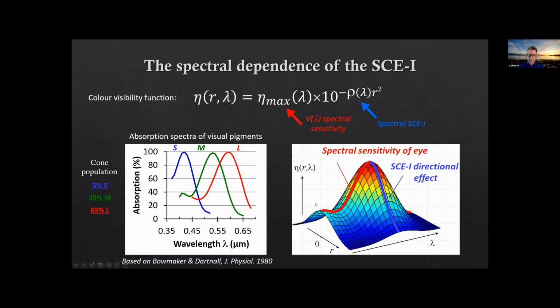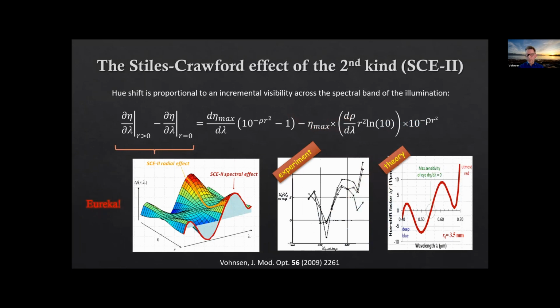If we plot this into a 2D plot of the visibility versus pupil point and versus wavelength, then you can see in one direction, as a function of wavelength, we get the spectral sensitivity, of course. And if we plot at a fixed wavelength across it, just changing the radius, then we get the Stiles-Crawford function. So what I really tried to do is to see what happens if we take the derivative of this function at the off-axis point compared to the essentially on-axis point. The equation gets rather long, you can see it here, but it's really very simple. It's just the derivative of the first Stiles-Crawford effect. If you plot that out, this is what you get as a function of wavelength and as a function of pupil point.